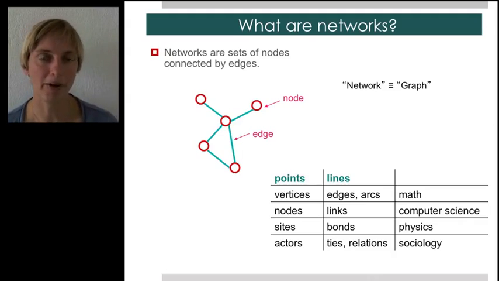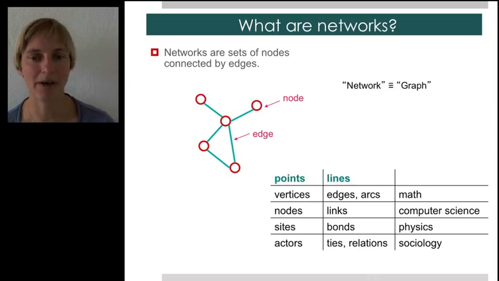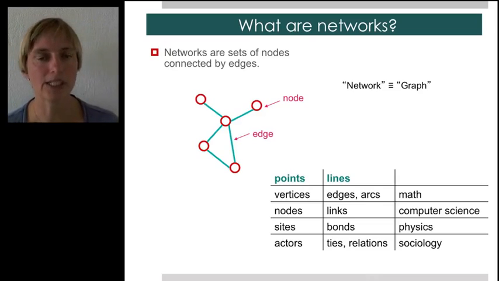Similarly, I'm going to primarily use the words nodes and edges. However, nodes can also be referred to as vertices. If you're talking about sociological phenomenon, or you're talking to a sociologist, they might use the word actor. Similarly, for ties, a sociologist might say ties or relations. A physicist might talk about sites and bonds, although physicists who work on networks do say nodes and edges.